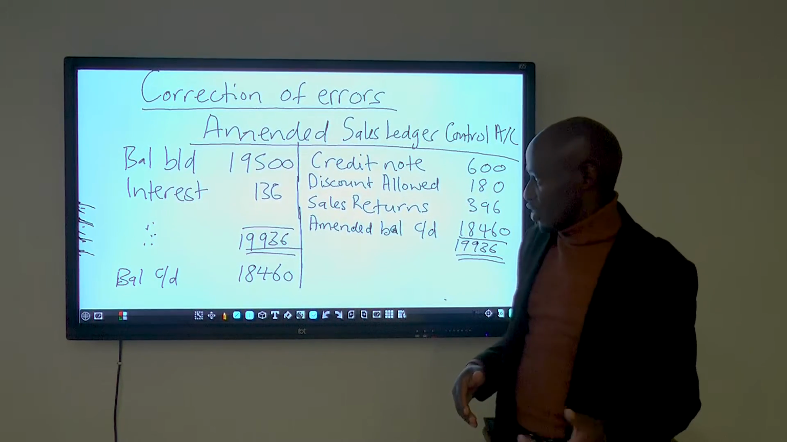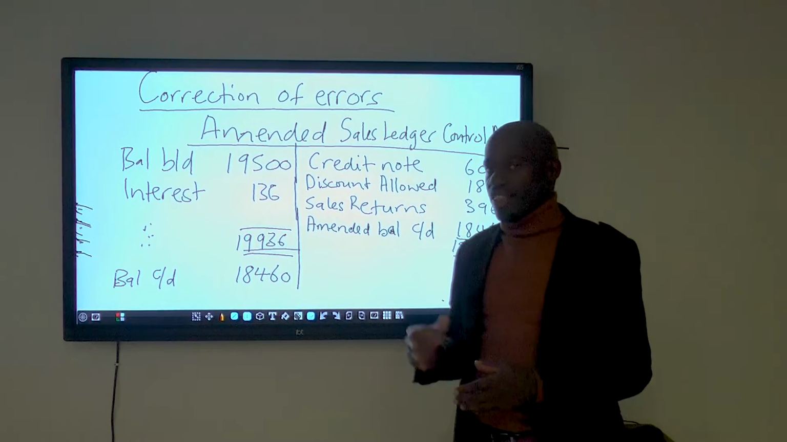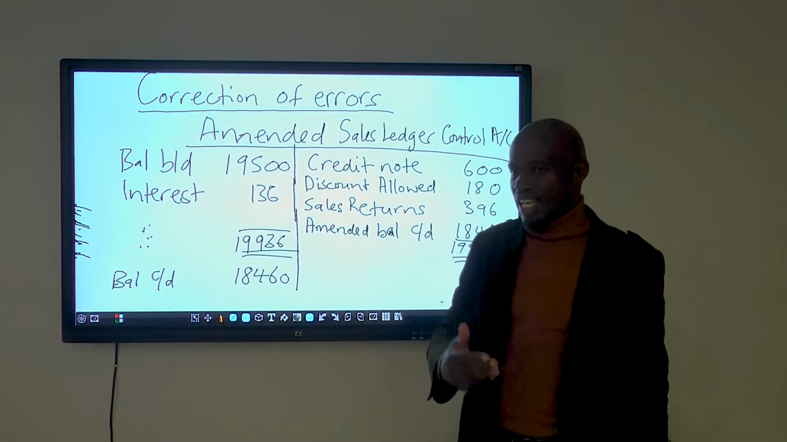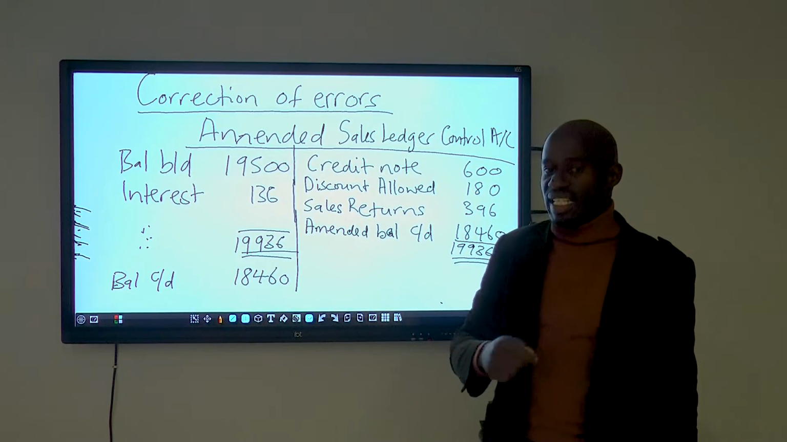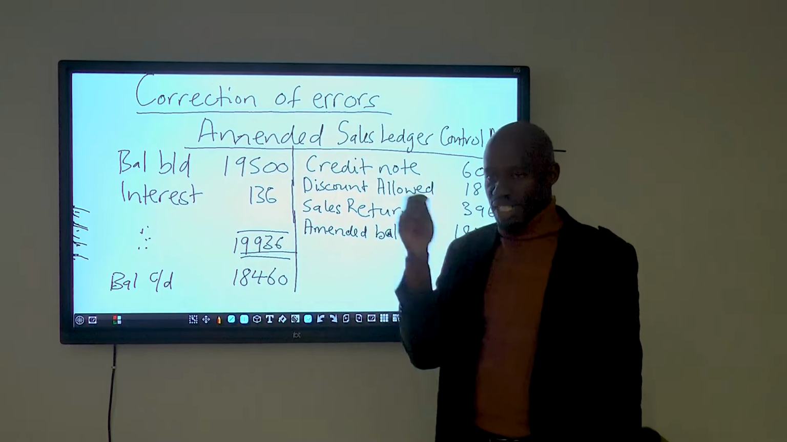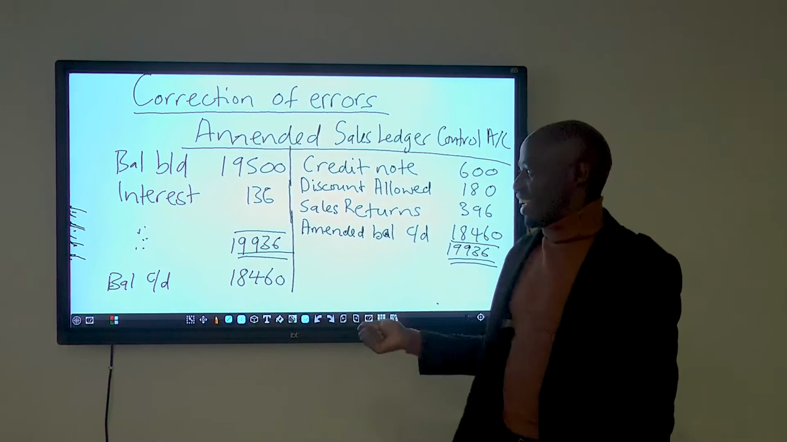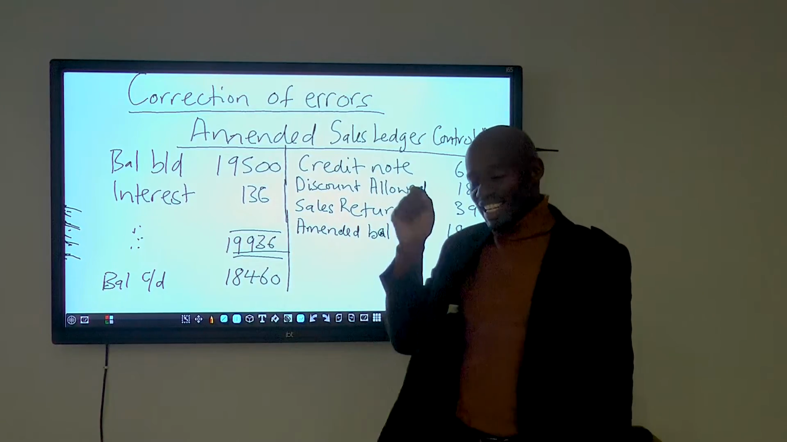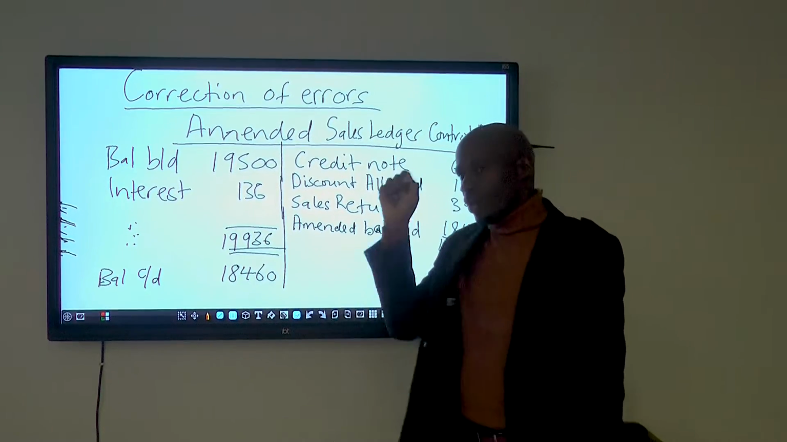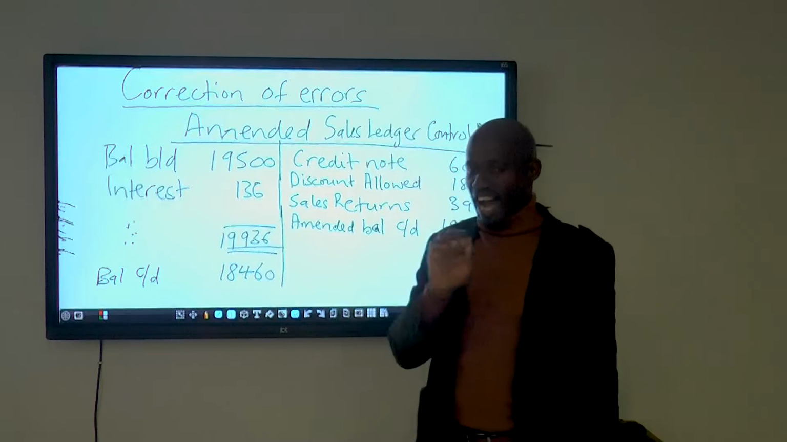Remember, in our first lesson, we said, what are the uses of the control account? The use of the control account is that it checks the arithmetical accuracy of the sales ledger. And in this instance, it is very clear that there is inaccuracy. What then do we do? We detect errors. We locate errors. Where did that happen?